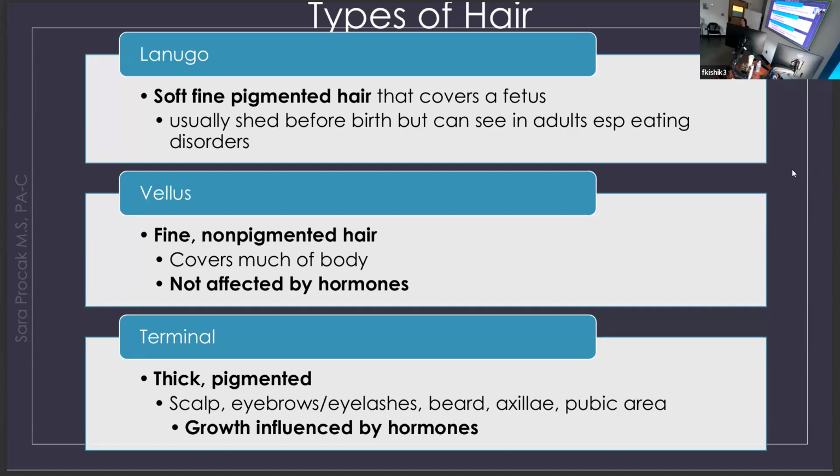Okay, vellus hairs. So these are going to be fine, non-pigmented hairs that cover pretty much your entire body. Think of it like peach fuzz on like the face, okay, for example. Then we have terminal hairs. So these are going to be thick pigmented hairs that you're going to find on the scalp, on the eyebrows, the eyelashes, and then you'll see them in secondary areas after puberty. Okay, they're going to be greatly influenced by our hormones.